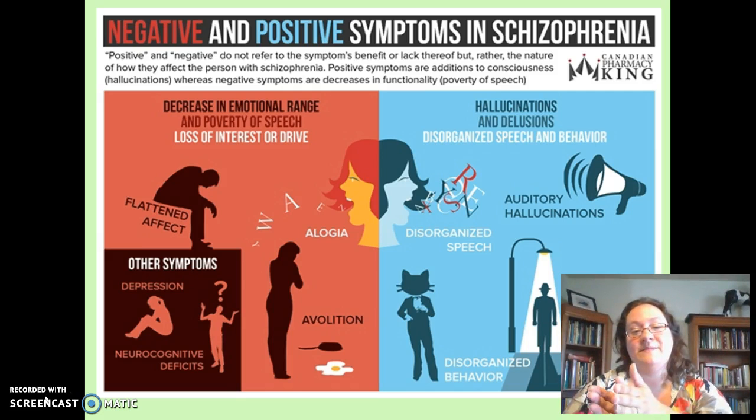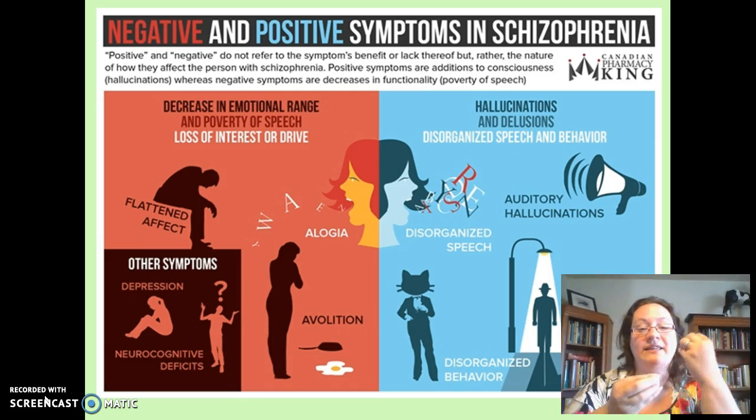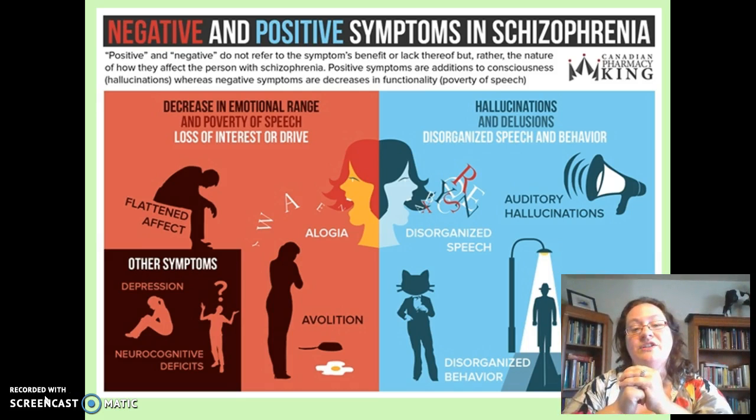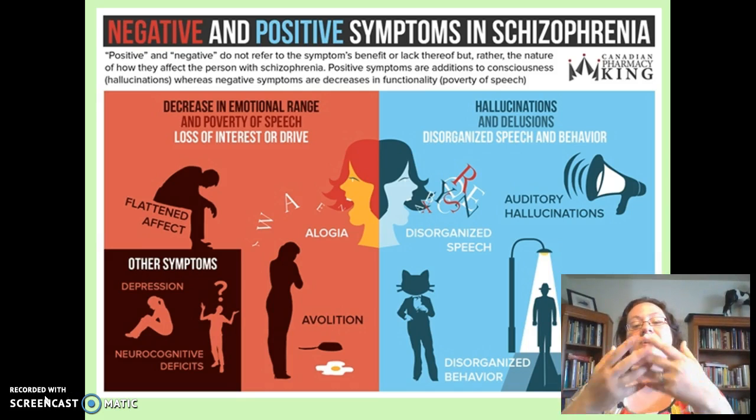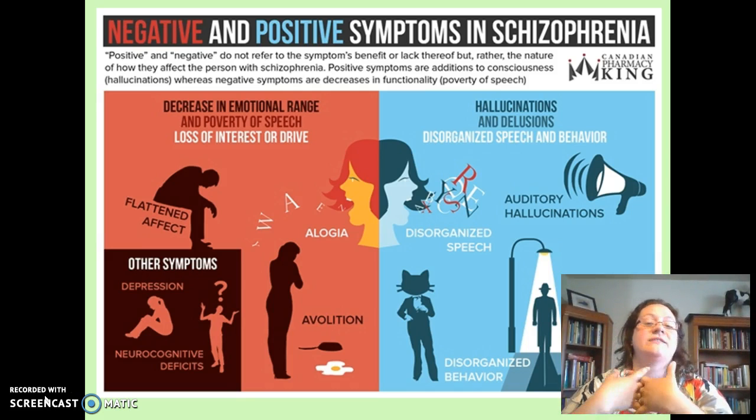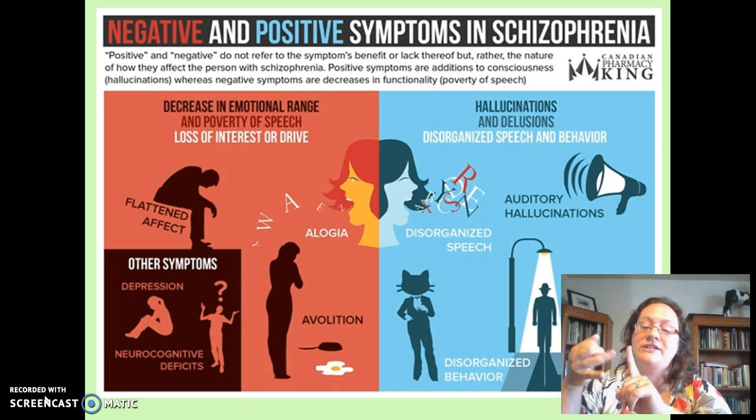The positive symptoms of schizophrenia are in blue. So with this, we see things like hallucinations, so kind of seeing or smelling things that aren't there, as well as delusions, so having really inappropriate types of beliefs like someone's following me, someone's after me. So we see those things, and they're positive because we don't typically see those in people. So they're extras, additions to consciousness, as this graphic says. So we can get hallucinations and delusions.